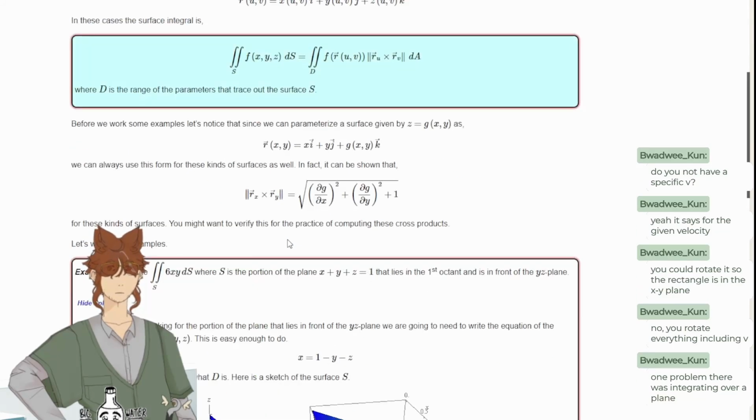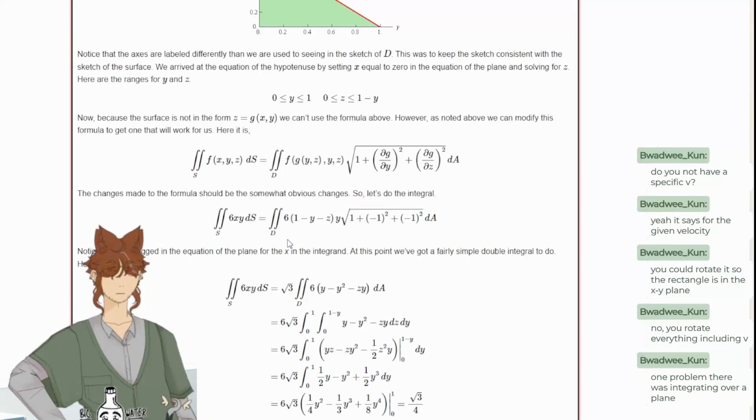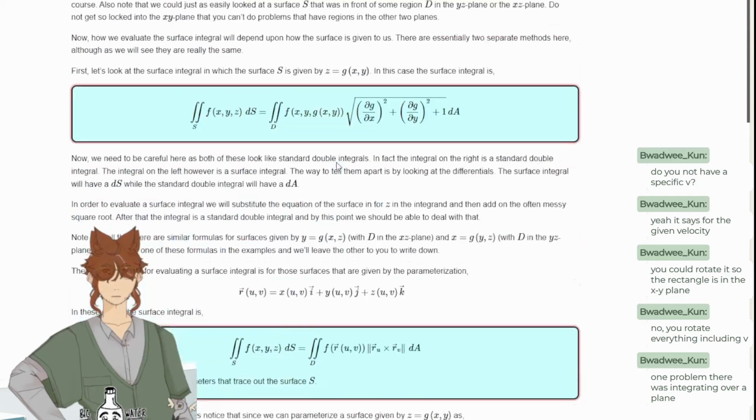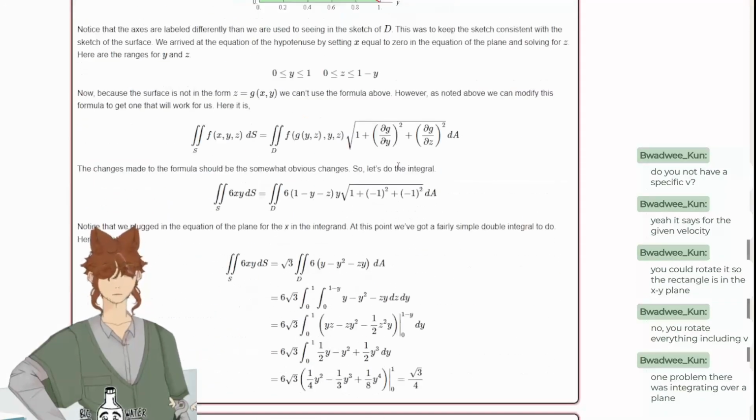1 plus... I don't see how they modified it. Oh, I see, so they just said x. Okay, that's fine. They just changed it instead of saying x and y plus 1. Yeah, that makes sense. Formula changes should be somewhat obvious changes. Okay, let's do the integral.